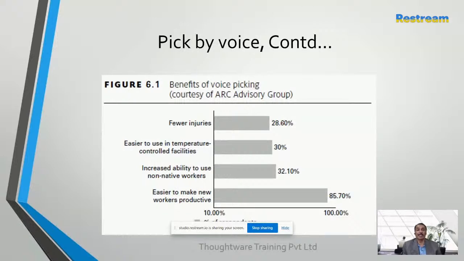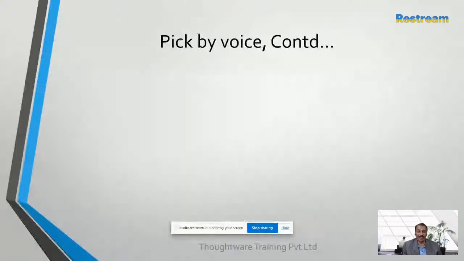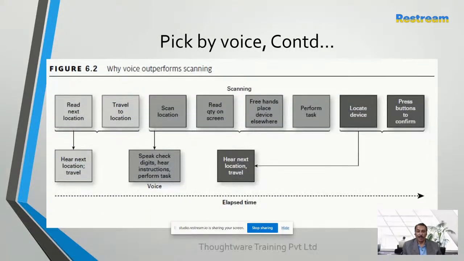Of course, this has started in cold storage areas. Now it's being used everywhere, and it is also going to result in fewer injuries. Okay, now, why voice outperforms scanning?